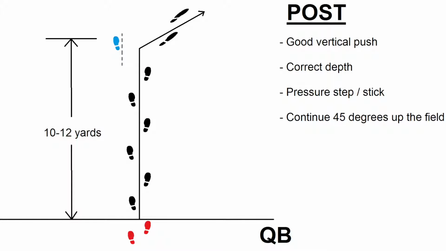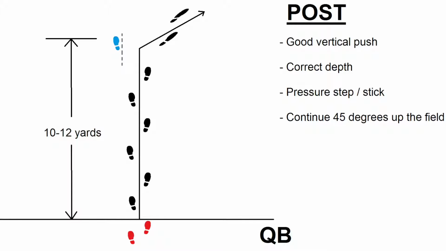Next is the post. It's called the post because the field goal posts are towards the middle of the field, and that's the direction we're cutting in. You can just think of this as a much deeper slant route. Get to your depth, lean over an imaginary line slightly, have a good pressure step, just like the slant, snap your hips, and then accelerate out of the route.